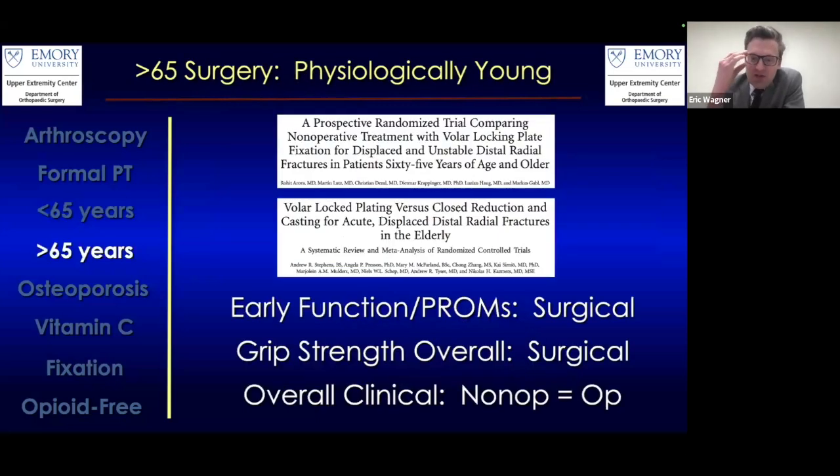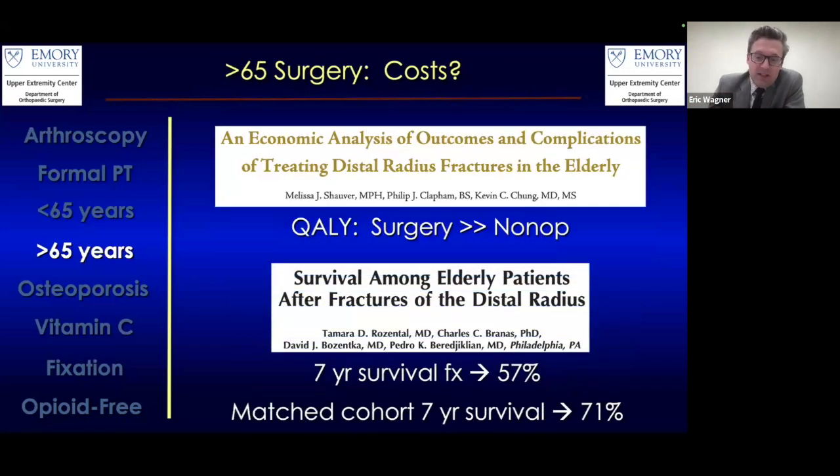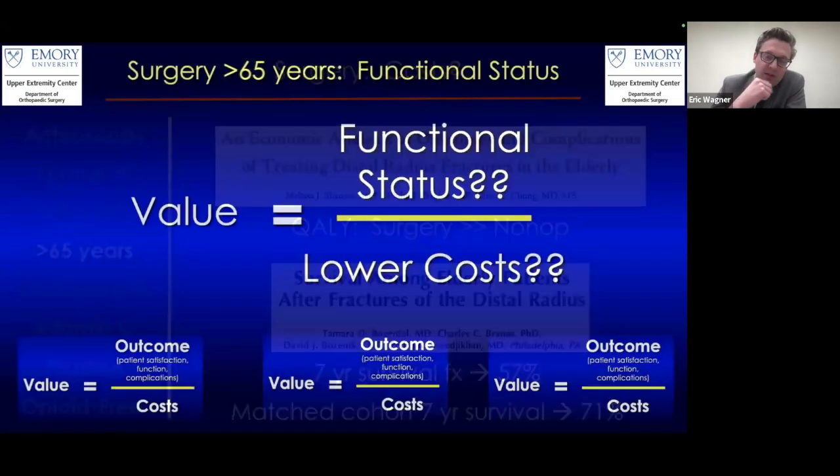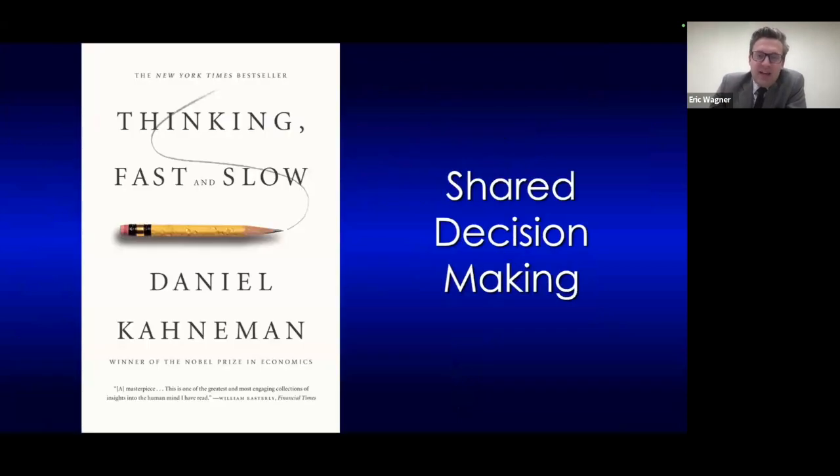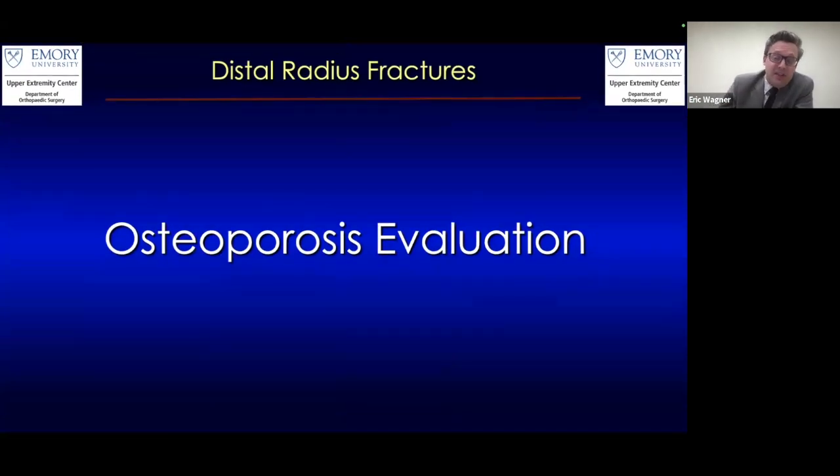So, I think this is something that's interesting because without question, in the more physiologically active patients or physiologically younger patients, surgery tends to improve their early functional outcomes, their grip strength overall. And when you look at some quality assessments, surgery does seem to win out, especially in people that are either working or trying to get back to certain high level activities. So, indications, very controversial. I think you have to take into account the functional status. You have to take into account both actual implant costs as well as societal costs. And I think there's a lot of shared decision making in this part of our decision making algorithm. Osteoporosis is much less controversial.